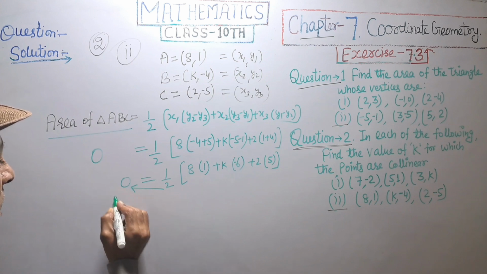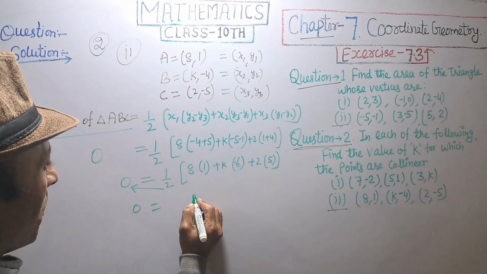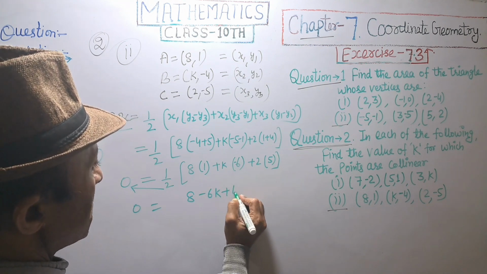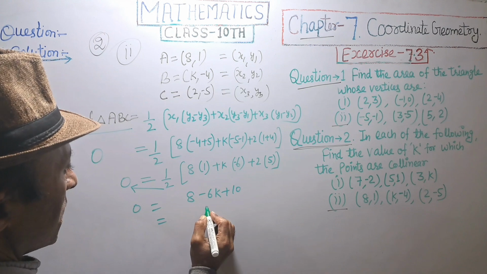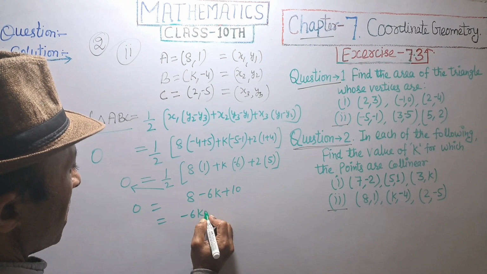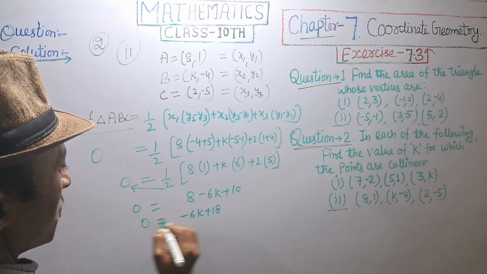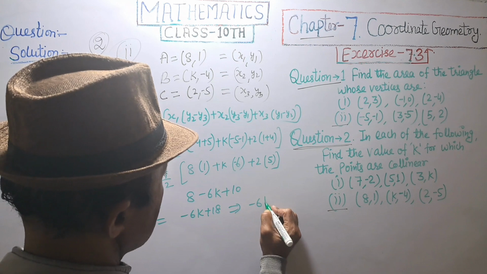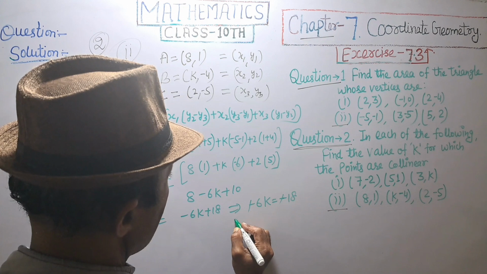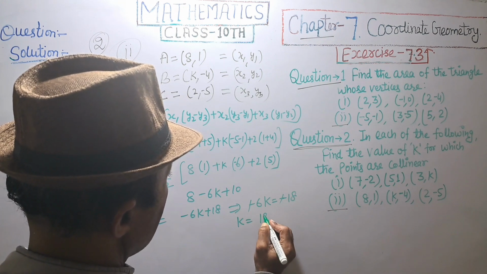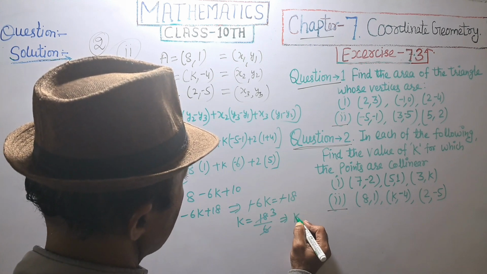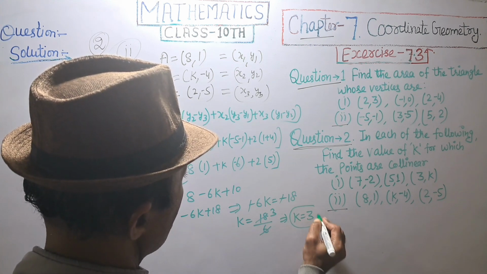2 is directly multiplied by 0, that is equal to 0, but 8 minus 6k plus 10, this is equal to minus 6k plus 18 equal to 0. This implies minus 6k is equal to minus 18, minus minus is cancel, and k is equal to 18 divided by 6. 6 3s are 18. This implies value of k is equal to 3.